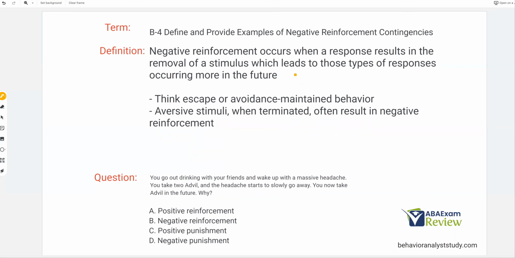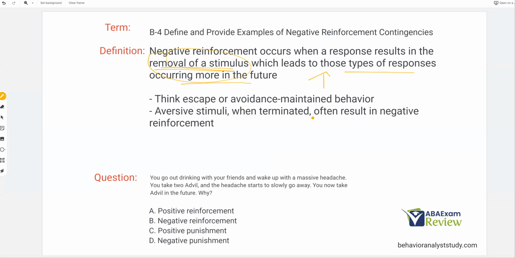And then negative reinforcement. Same idea, except now we have a removal, okay? It still leads to types of responses occurring more, so we're still increasing, but now we're removing a stimulus, right? That's the key for negative, the removal. So think escape or avoidance maintain behavior. Why is escape behavior maintained? Well, they get out of doing something, right? Why is avoidance maintained? Well, that something is removed, okay? The potential presentation is removed, or if you're escaping, the actual thing is removed literally, okay? So when you think negative, think escape or avoidance maintain behavior.